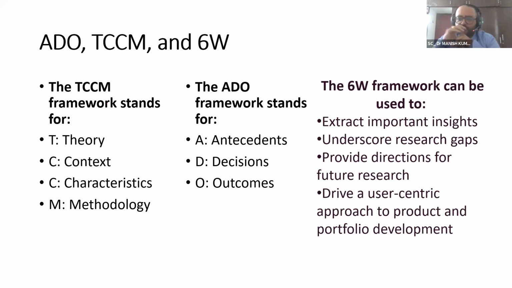They can go for a proposed model or something like that. That is again part of this. If you find some literature gap, you can create some variables, interrelations, and then some hypotheses. If you create hypotheses as a result of your literature review paper, that is also publishable. So in the 6W framework, they also provide directions for future research, or basically to find a user-centric approach to product and portfolio development. That is for different types of research, maybe finance and so on.